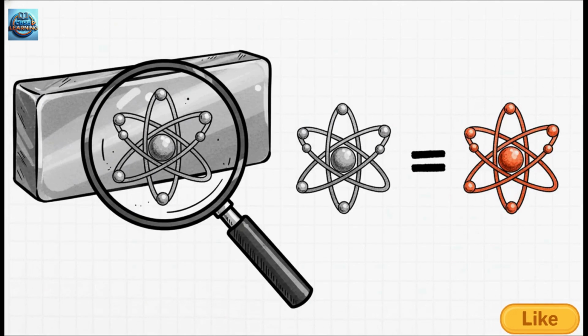Now, there are two really important things you have to know about atoms. They basically define everything. First, if you take a single atom of, say, silver, it's still silver. It has all the same properties as a big bar of silver.